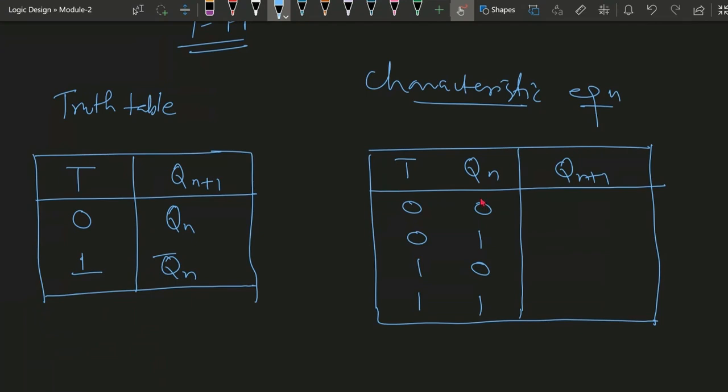So if T is equal to 0, the next state will be holding the same value as the current state. Here also it will have the same value. Whenever T is 0, it holds the same value. Whenever T is 1, it does the complement. Complement in the sense that if the current value is 0, the next value will be 1. If the current value is 1, the next value will be 0.